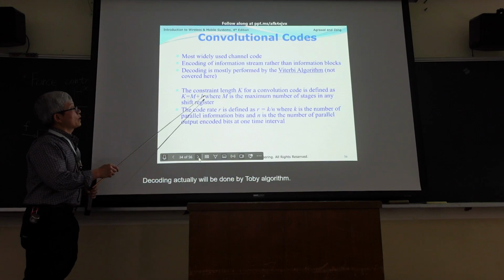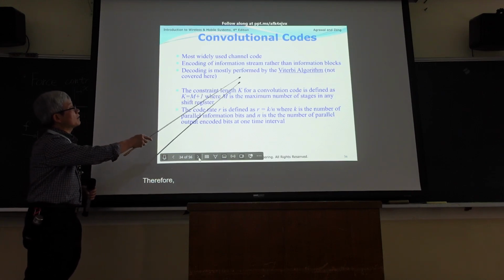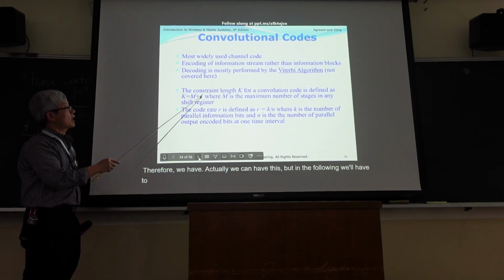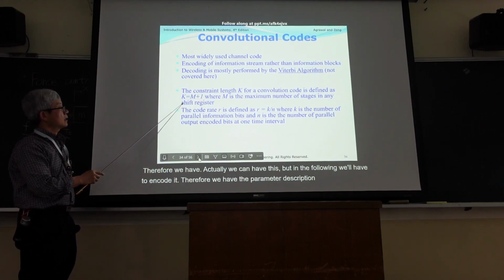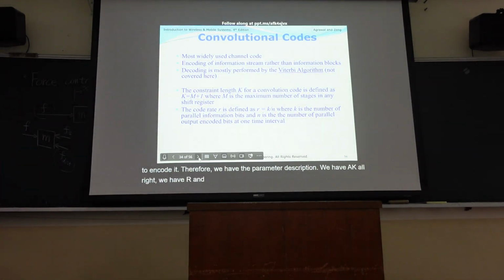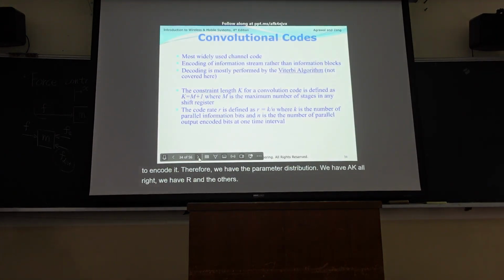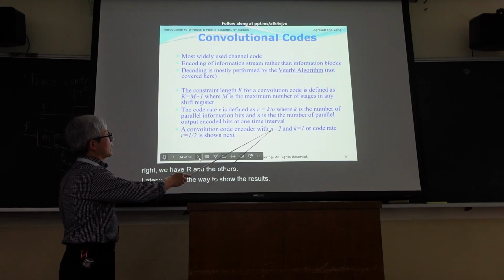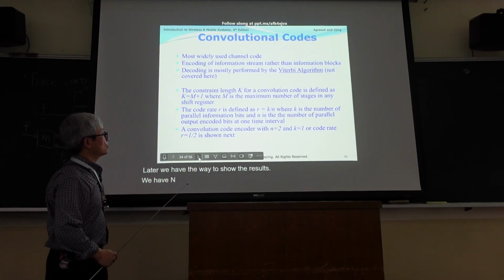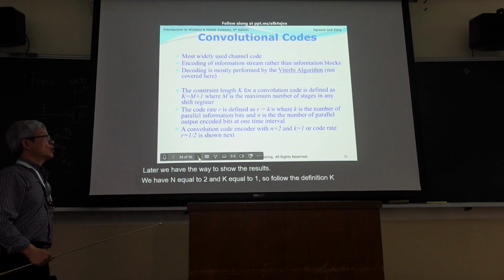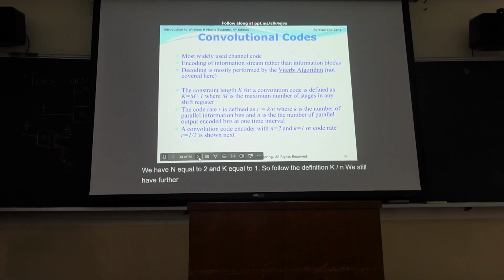In the following we'll have the encoding, so we have the parameter distribution. We have K, R and the others. Later we have a way to show the results. We have n equal to 2 and k equal to 1. So following the definition, k over n, the code rate is equal to a half.